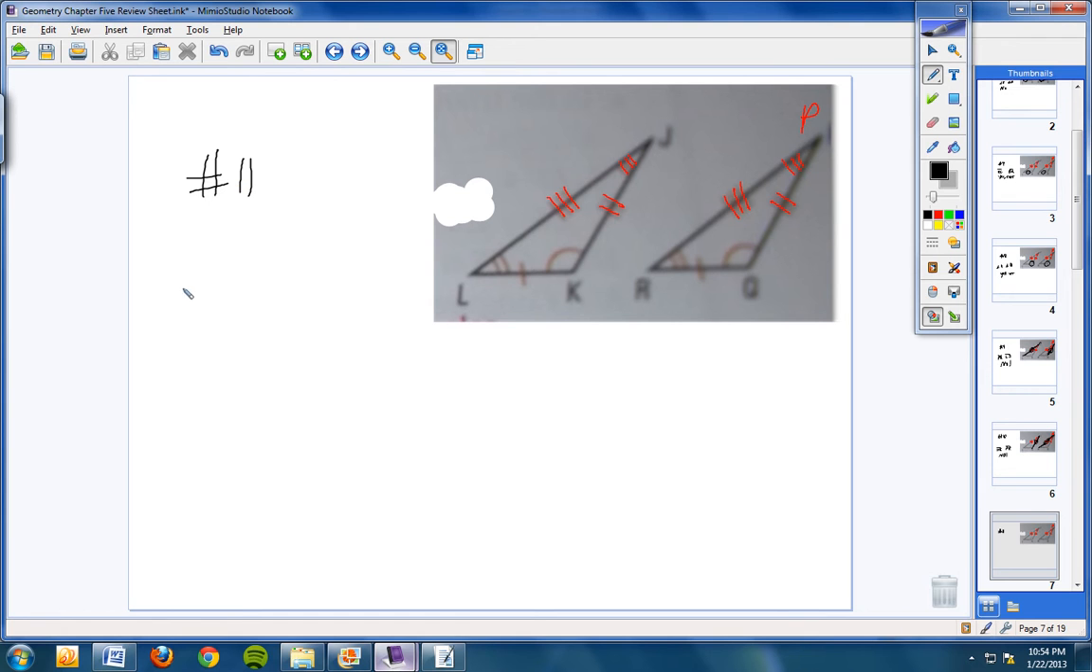Number 11, we're comparing angles R and L. Alright, angle R is right here. It has 2 tick marks or 2 marks. Angle L is here. It has 2 marks. So we say yes, these are corresponding angles. Corresponding angles. Okay, moving on. Next, your review sheet says to do 12, 13, and 14.